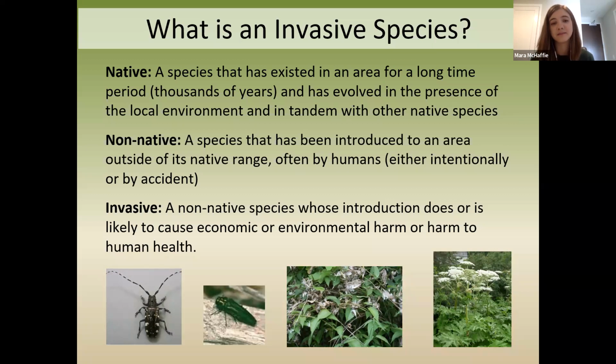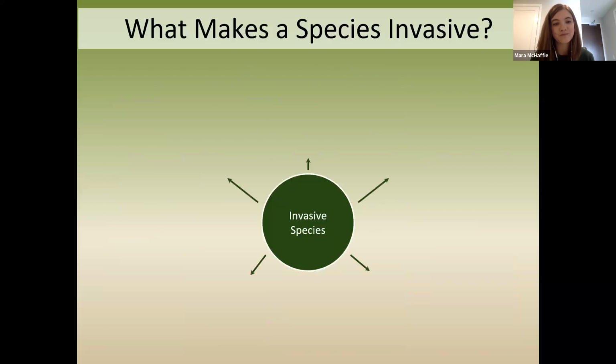In contrast, a non-native species is a species that's been introduced to an area outside of its native range, so it hasn't evolved there over a long time period, and it's often been introduced by humans, either intentionally or by accident. And then an invasive species is a non-native species whose introduction is causing harm to the environment or to human health or the economy. And the invasive species that we're going to be talking about today are particularly detrimental to our native biodiversity and our native environment. So you can see that not all non-native species are necessarily invasive and causing detrimental impacts, but some certainly are, and those are the ones we're going to focus on today. So I'll take the next slide.